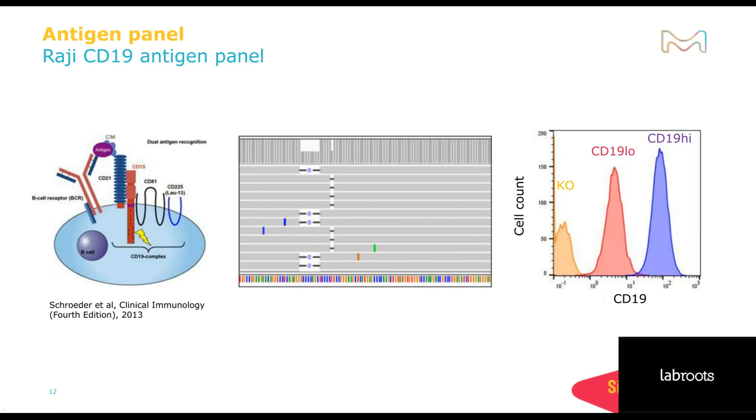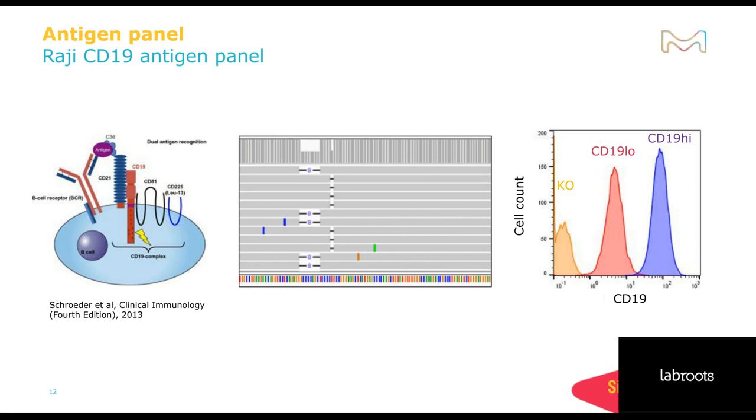This is the data that we generated on our Raji CD19 antigen panel. CD19 is a cell surface molecule that is expressed on the surface of B cells and highly expressed on the surface of B-cell lymphomas. We generated our knockouts using ZFNs and used next-generation sequencing to confirm the genotype of these cells, as well as extensive phenotyping using flow cytometry.